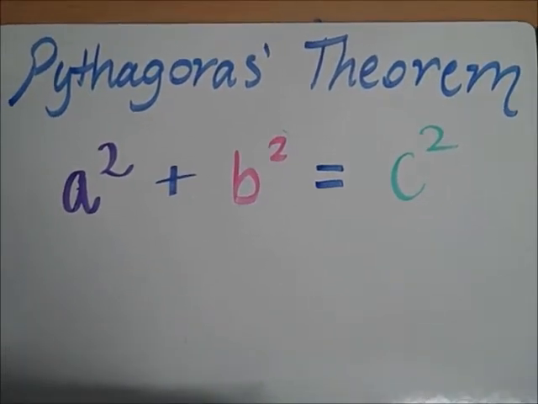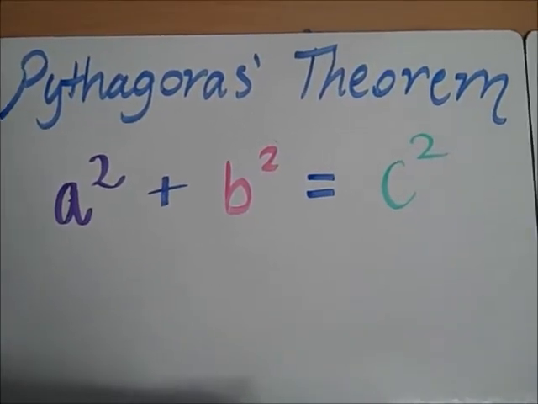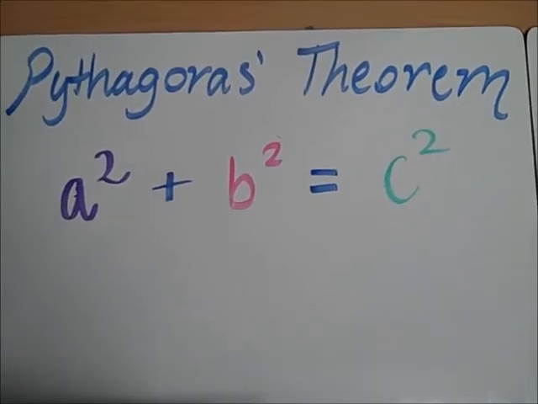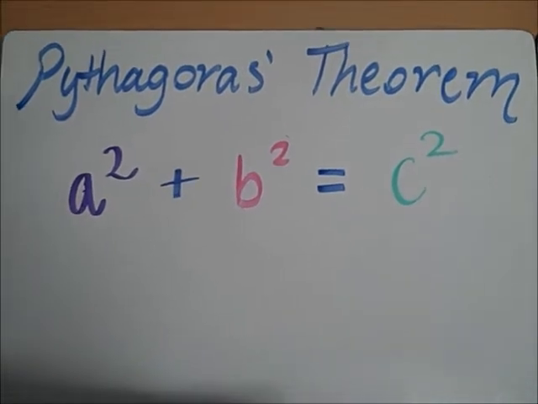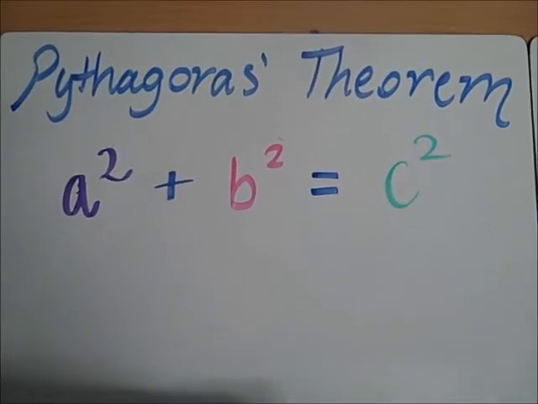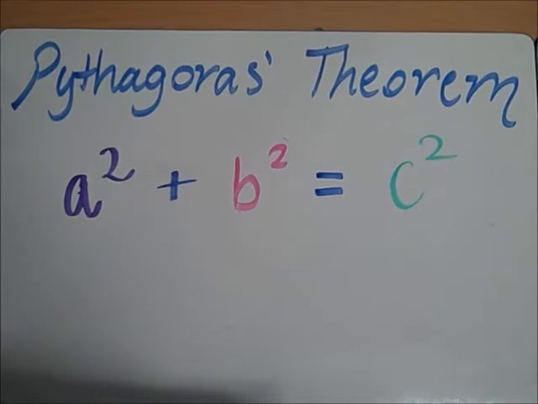In our last session together, we learned what Pythagoras' theorem was and where a squared plus b squared equals c squared comes from. In today's session, we're going to learn how to apply or to use Pythagoras' theorem. Let's start with our right-angled triangle.